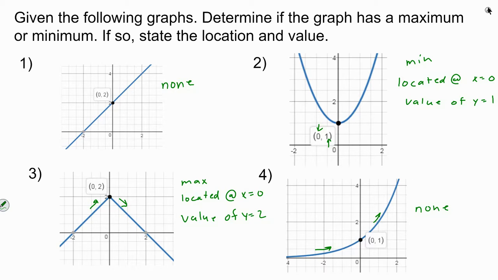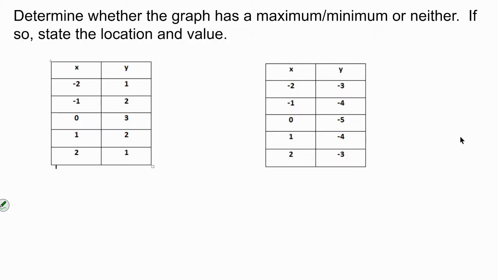Now, the last type of thing we're going to look at is what happens if I'm given a table? Can I determine if there's a max or a min from there? And the answer is yes. What you're going to do is look at your y values. So here I have this table, and I see I go from 1 to 2 to 3 to 2 to 1. Well, what's happening from 1 to 2 to 3? From this section right here, my graph is increasing. I see that it's going up, 1, 2, 3.